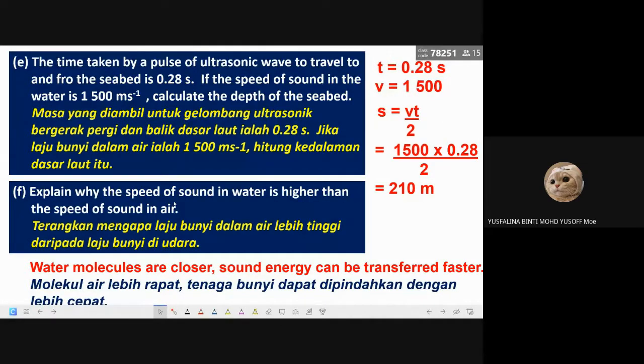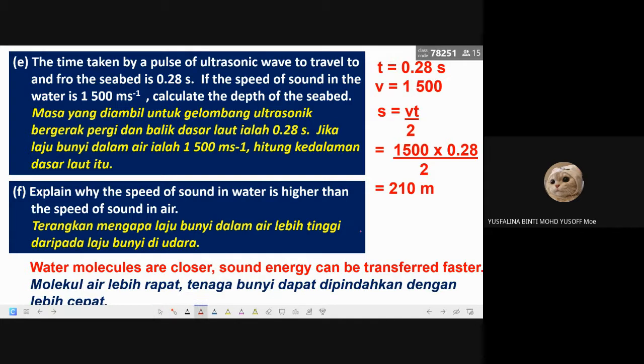So this one, I think we already know that sound needs an air molecule, right? They need a medium to be transferred. So if you put it in a vacuum, you cannot hear the sound. Okay, so they need the air molecule. The difference here is because of the arrangement of the molecules. The molecules in water are much closer than in air.